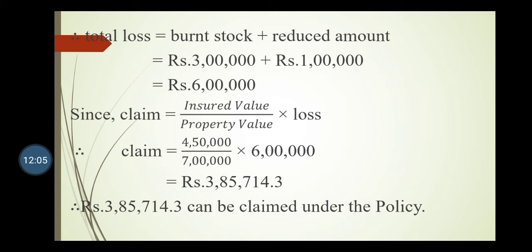Since claim equals insured value upon property value into loss, it becomes 4 lakh 50,000 upon 7 lakh into 6 lakh, and it will become rupees 3 lakh 85,714.3. So under this policy we can claim rupees 3 lakh 85,714.3. Thank you.